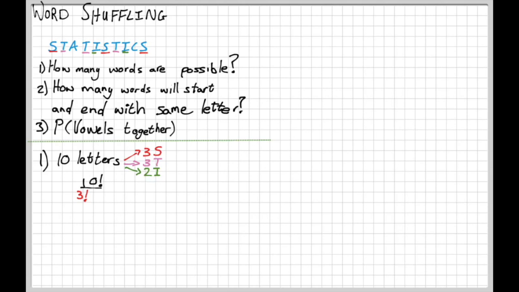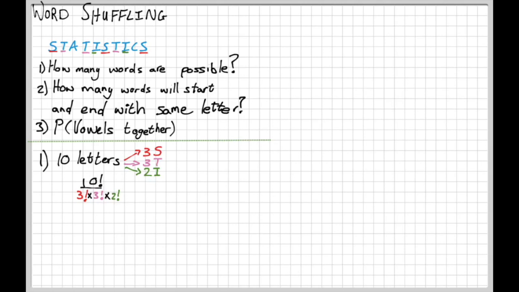Then I need to get rid of the T's that repeat themselves. So therefore I'm also going to take away 3 factorial there, as well as 2 factorial for the I's that repeat themselves. And there I've got the total number of words that are possible. For those of you that are looking for the answer, it will come a bit later on. You can go and write it out in the meantime, and let's see if you get the right answer at the end.